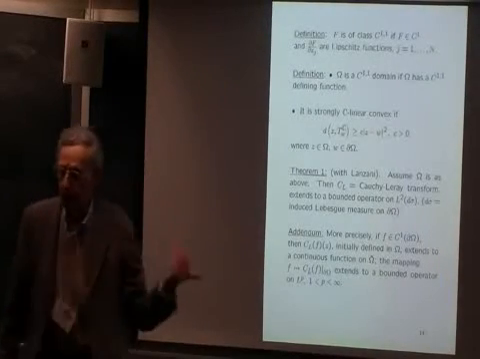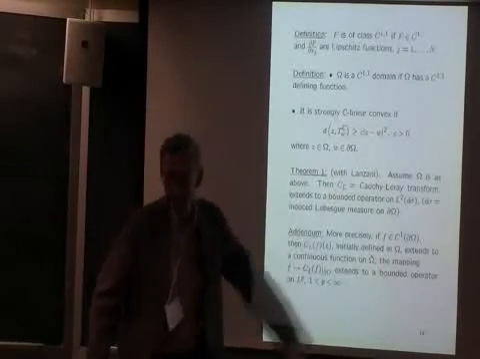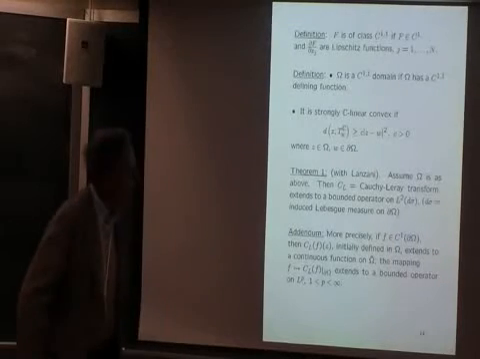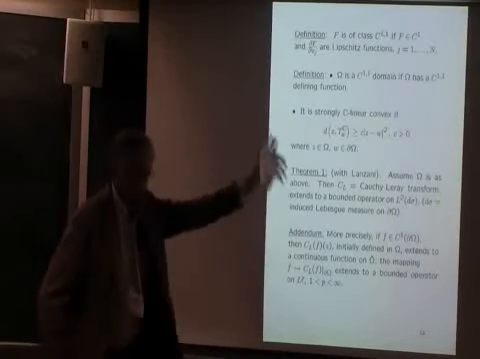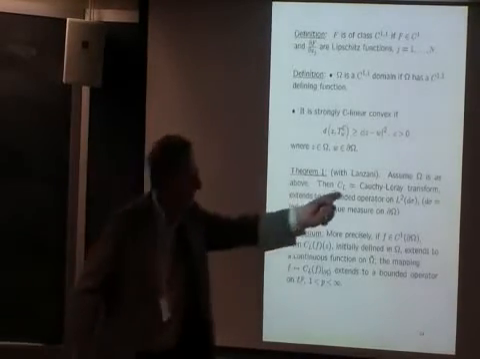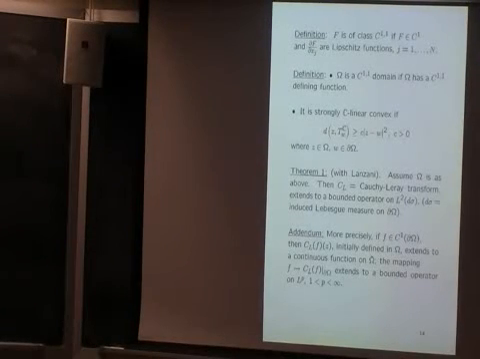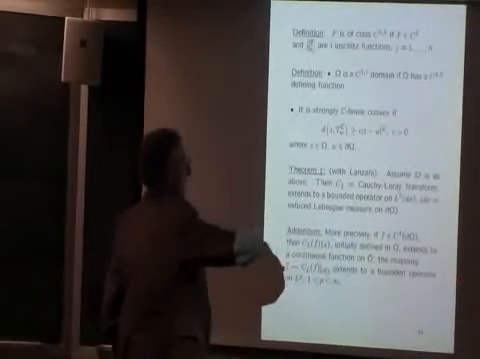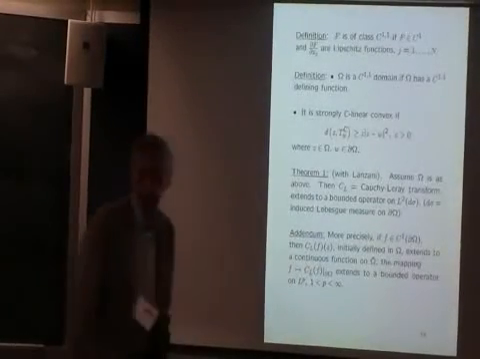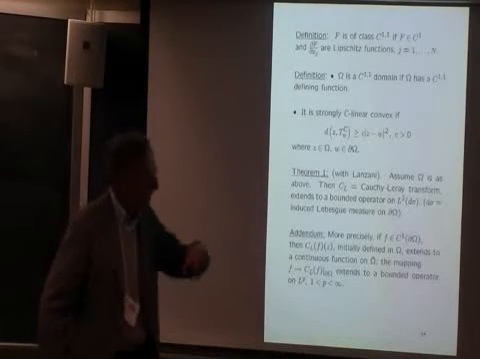And now for those domains which are not smooth, we will say they're strongly C-linearly convex if they satisfy the same geometric inequality. So the theorem is: assume that omega is of the above kind, and now if we take the Cauchy-Leray transform in the special case, then that is a bounded operator on L2. And the addendum is how to state that precisely.